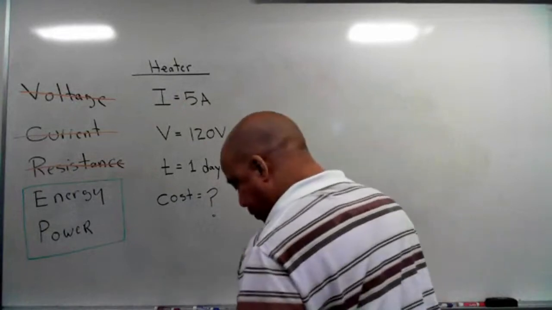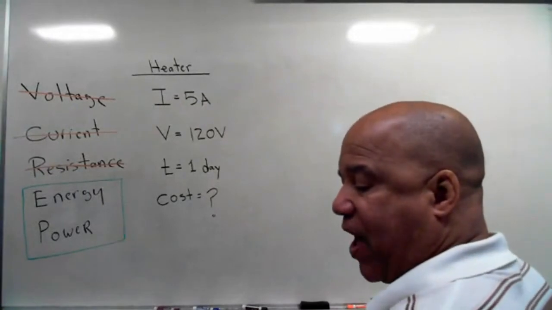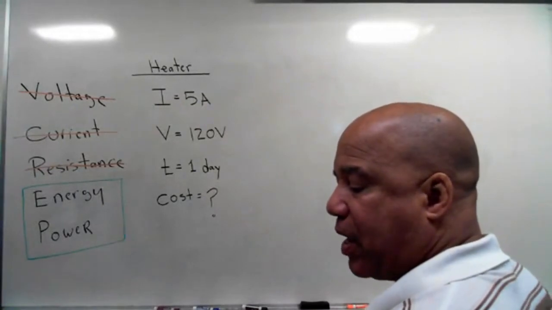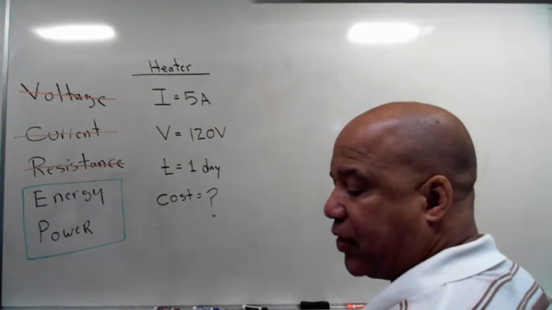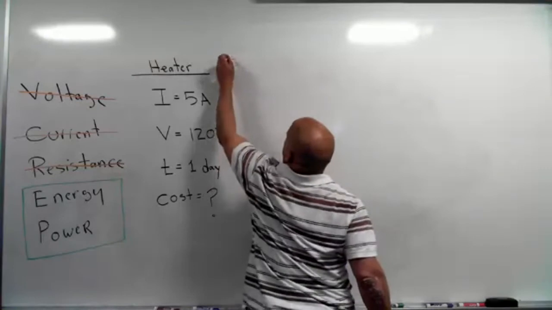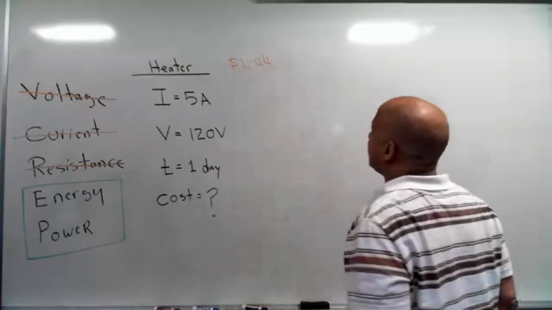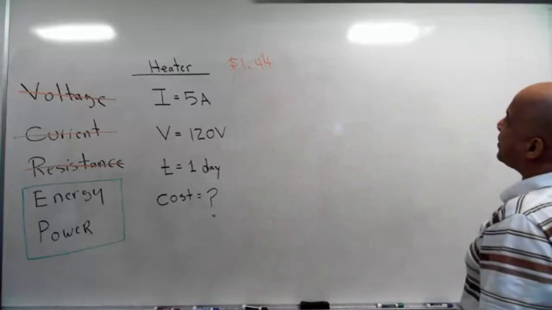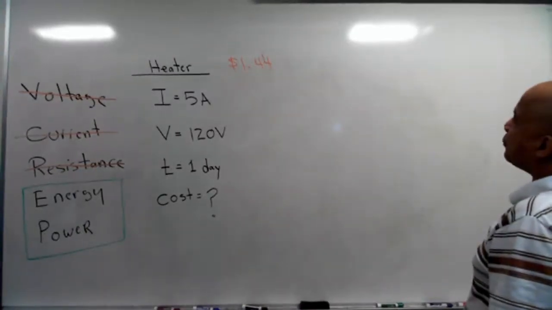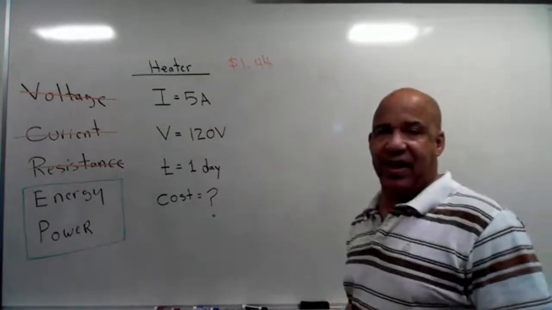All right. Problem number 8. It says we have an electric heater that draws 5 amps of current from a 120 volt power line. How much will it cost to run this heater for 1 day? Did anybody get an answer? $1.44. Okay. $1.44. Anybody else get a different answer? Okay. Well, nobody got a different answer. If they did get it, they're not saying.